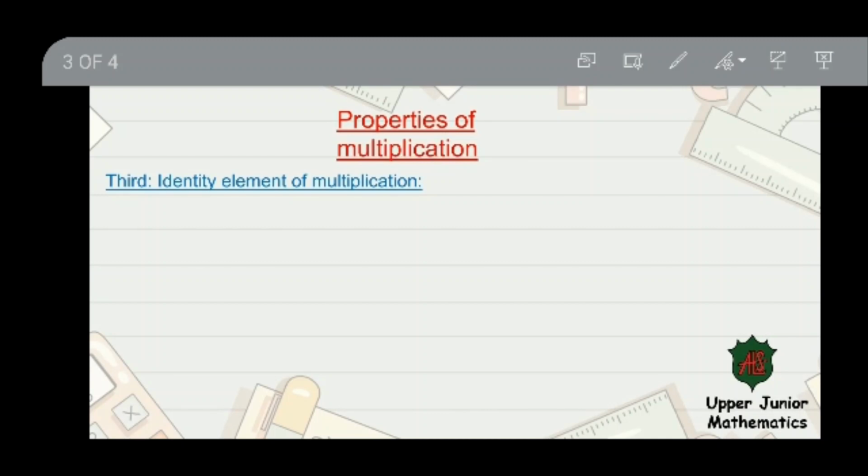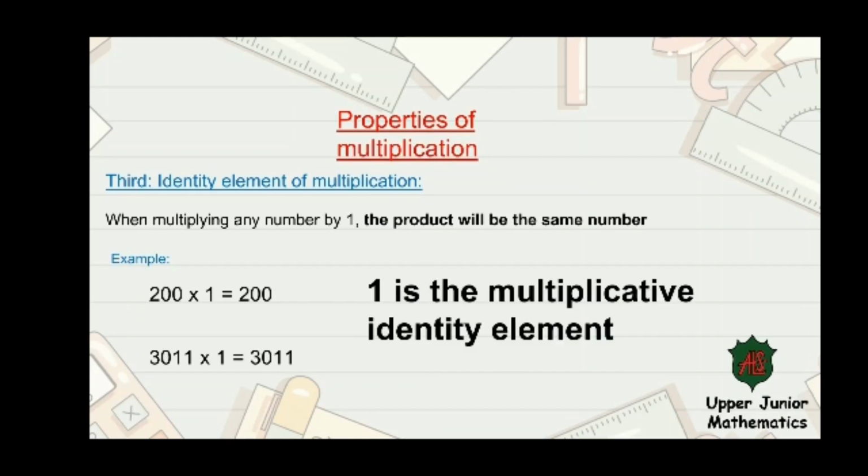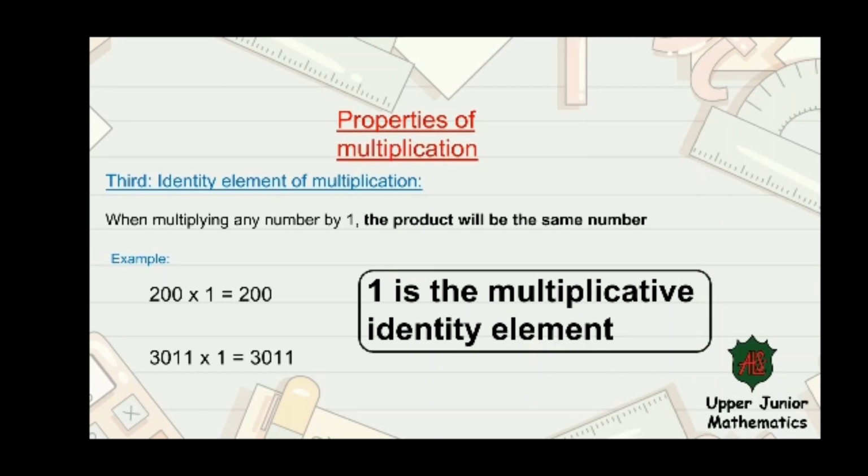The third property that we're going to talk about is the identity element of multiplication. When multiplying any number by 1, this time not 0, the product will be the same number. Let's see, for example, 200 times 1 will give me 200 as it is. 3011 times 1 will give me 3011. So we call 1 the multiplicative identity element.